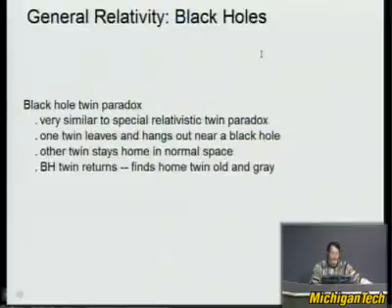So the last thing I'll touch on is the twin paradox. So you can have a twin paradox near a black hole just like special relativity has a twin paradox with fast speeds. So if one twin leaves and hangs out near a black hole and the other twin stays home in a normal place, when the black hole twin returns, they can find the other twin, who used to be exactly their same age, as old and gray. And this in itself does not allow you to travel to your own past, but it allows time travel to the future in some way.